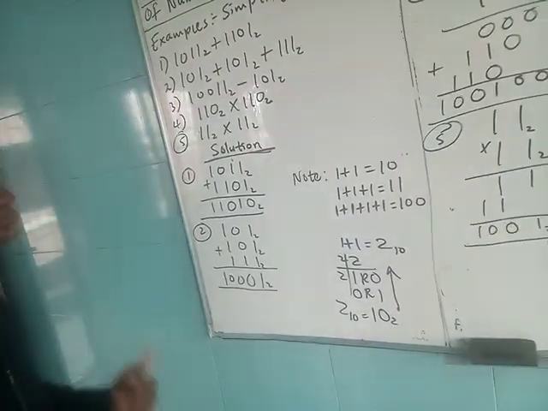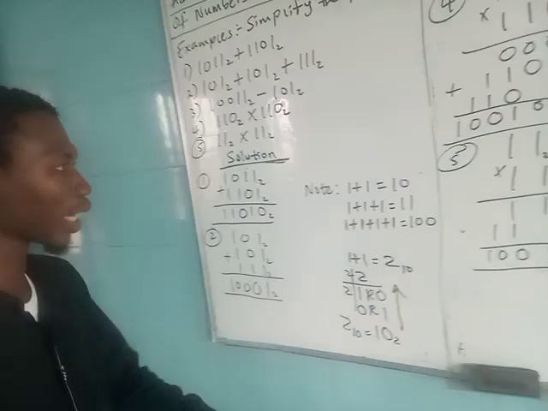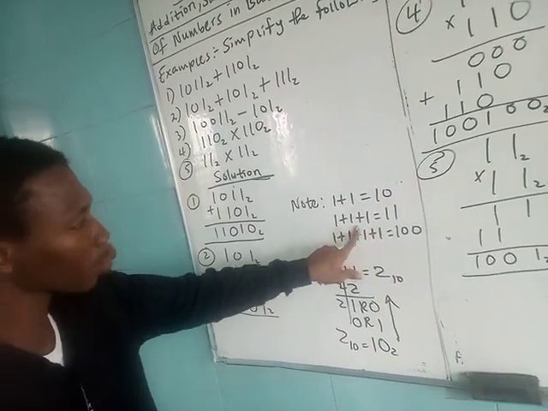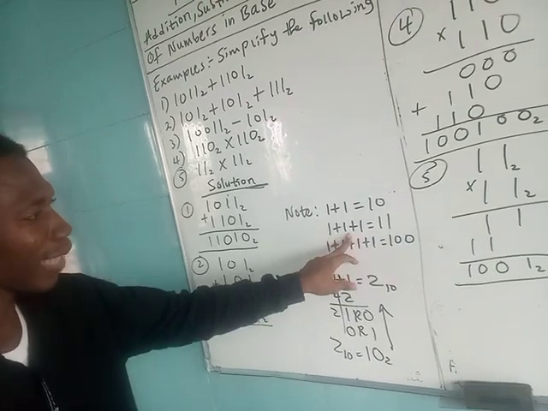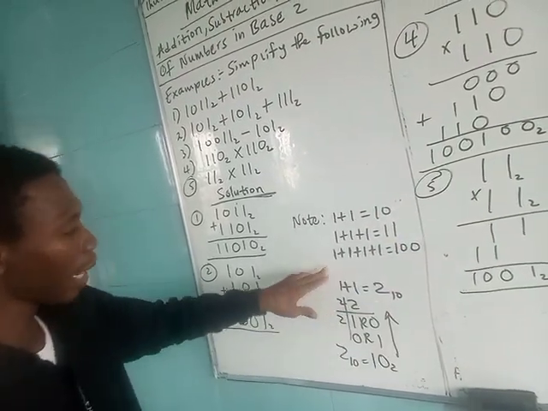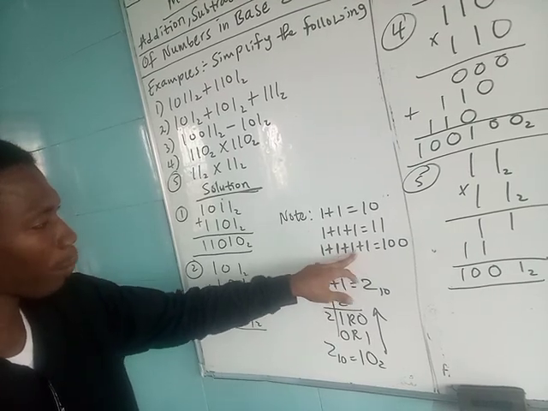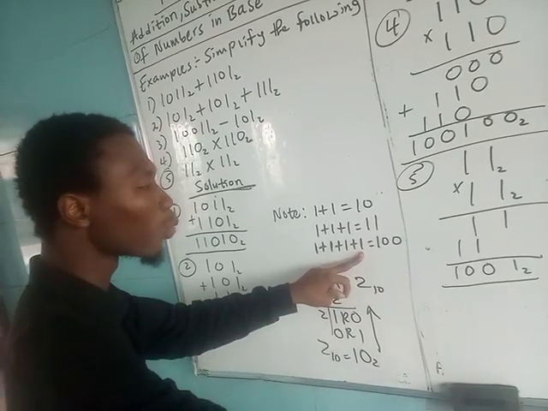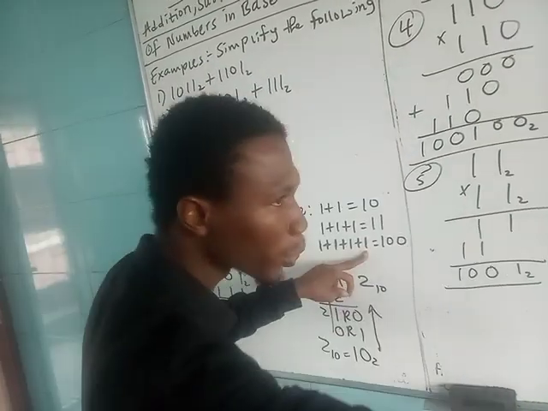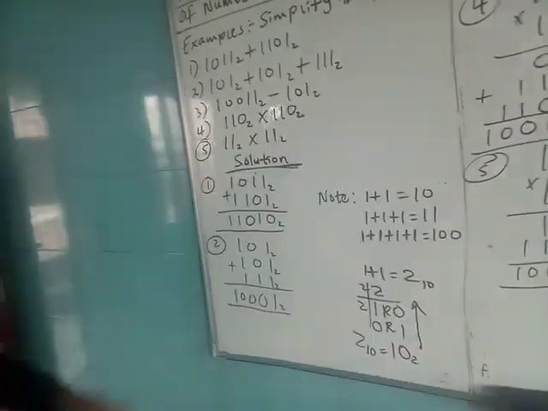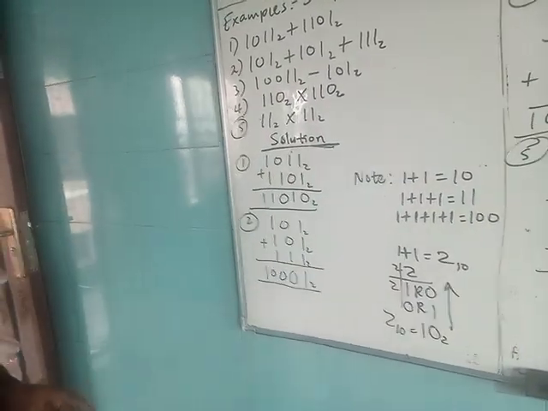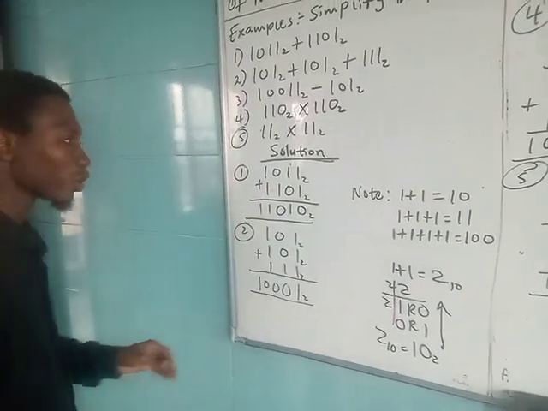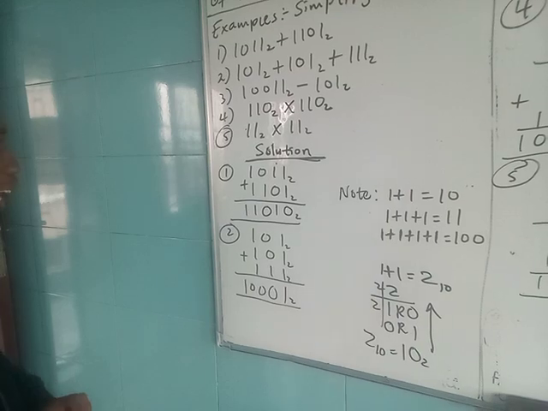The next number we see after 10 is 11. That is why 1 plus 1 plus 1 is 11. 1 plus 1 is 10, 10 plus 1 is 11. Then 11 plus 1: the next number of 1s and 0s we meet in our counting is 100, and that is the binary number. So 1 plus 1 is 10, 10 plus 1 is 11, 11 plus 1 is 100. I'm going to use this method in our addition of binary numbers.